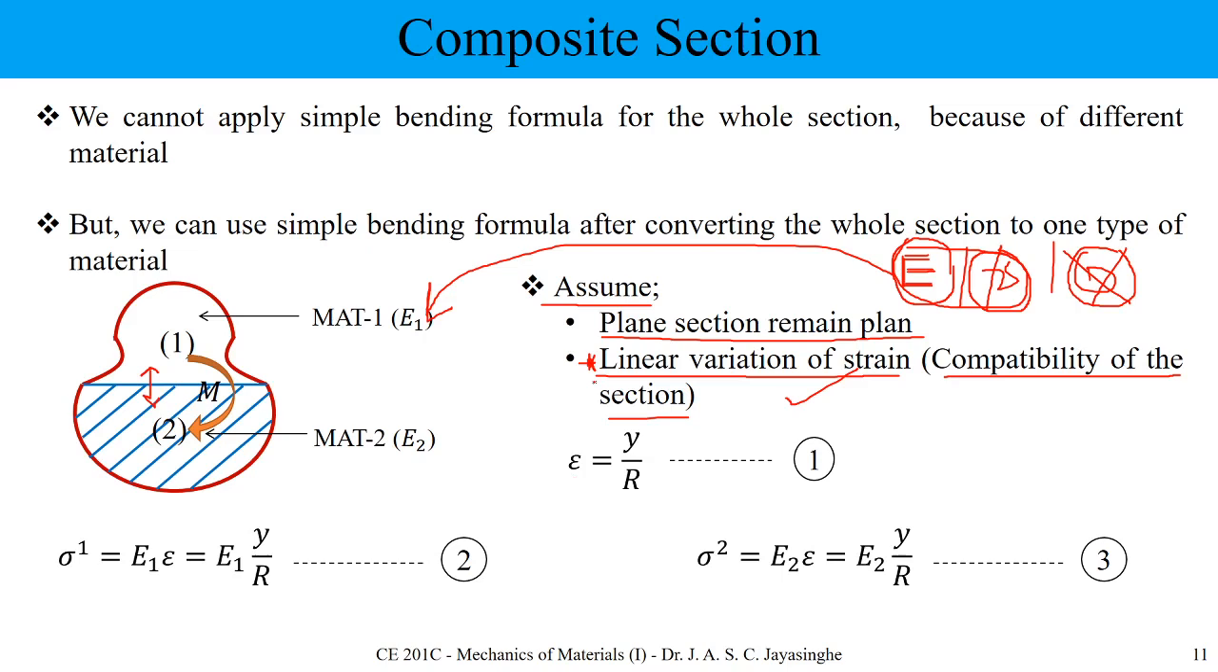So now we can start from this one and generate the equation. If we assume linear variation of strain considering compatibility of the section, you can write this equation: y over R, a linear variation throughout the section. Based on that, we are going to start our formulation. This is a very simple equation, the constitutive relation, sigma equals E epsilon.